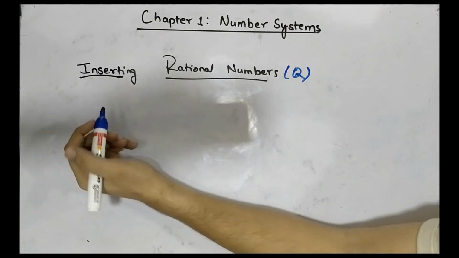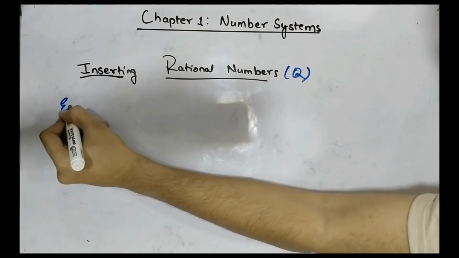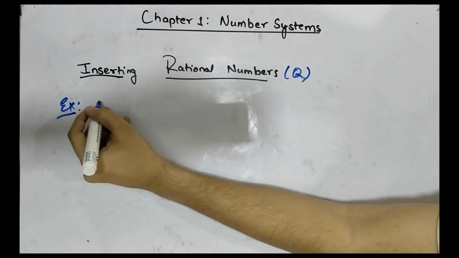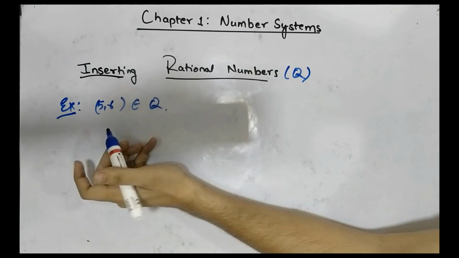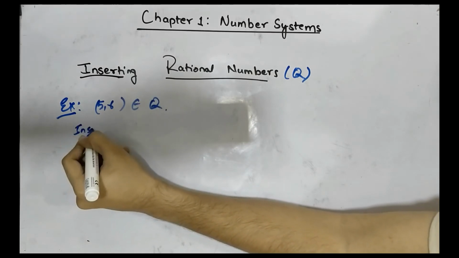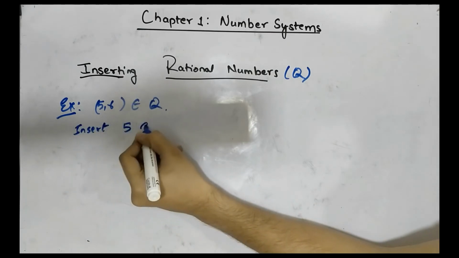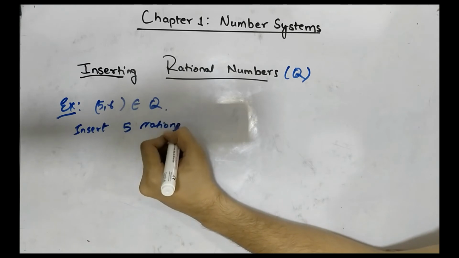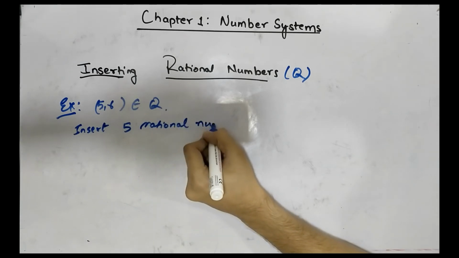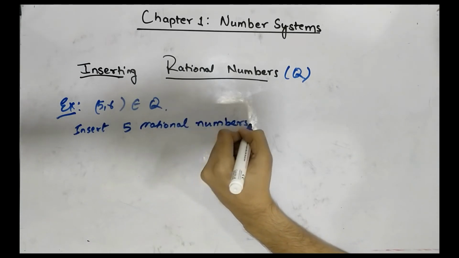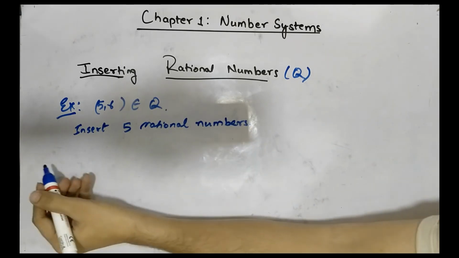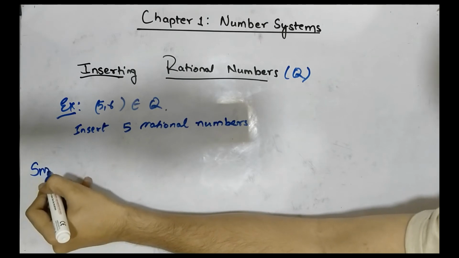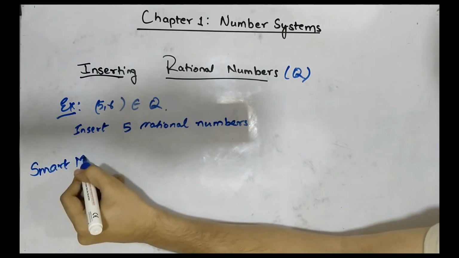Let's take this example itself. We are given 5 and 6, which belong to rational numbers. You have to insert 5 rational numbers in between. What do you do? Now, we're not doing this the earlier method. This is the smart method.